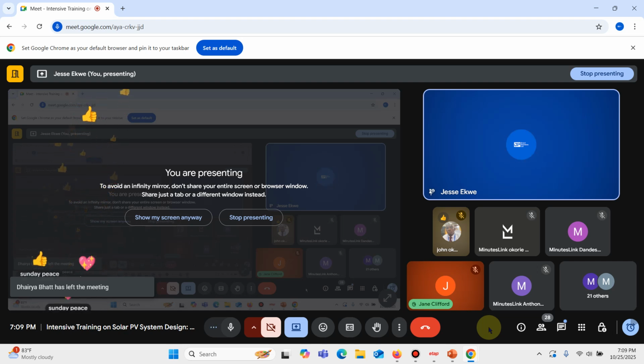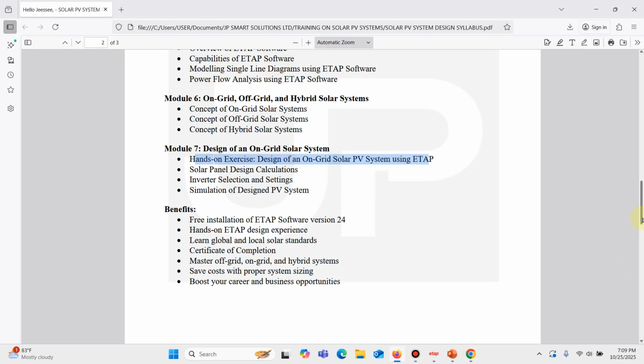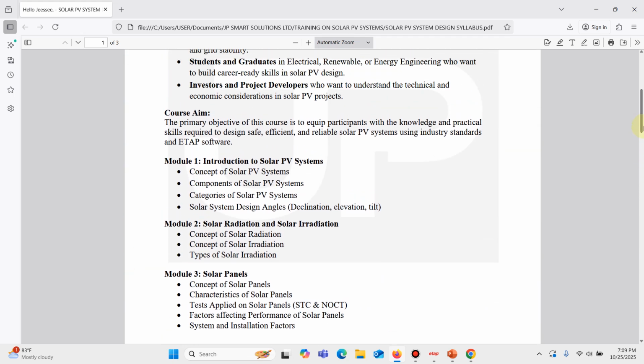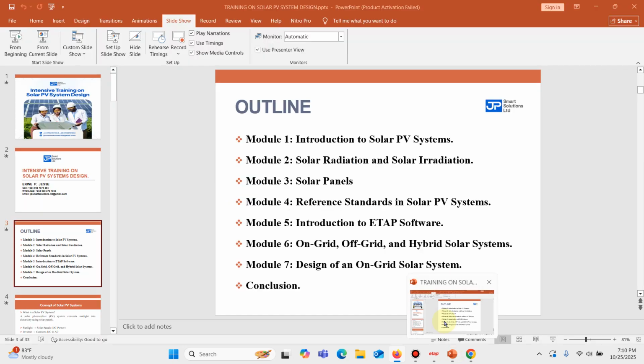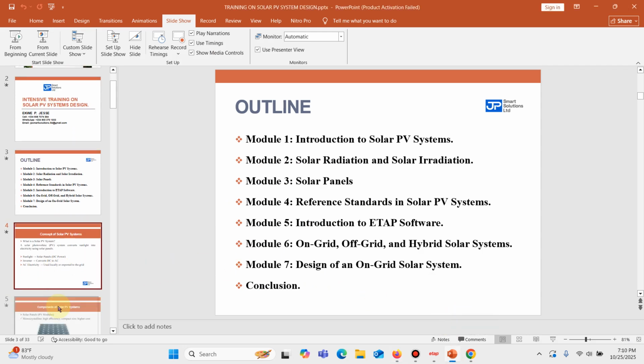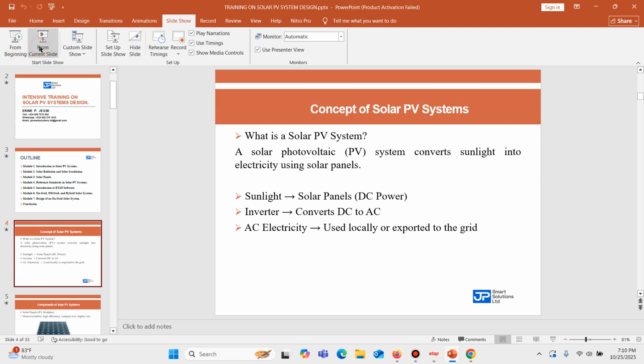Alright, today we are going to begin the training as earlier stated, and we'll be covering the fundamentals of solar PV systems. So we are going to be talking about module 1, introduction to solar PV systems, the concept of solar PV systems, components of solar PV systems, categories of solar PV systems, and of course the solar system design angles. So we have the declination angle, the elevation angle, and the tilt angle. So let's move back to our PowerPoint and the concept of solar PV systems.